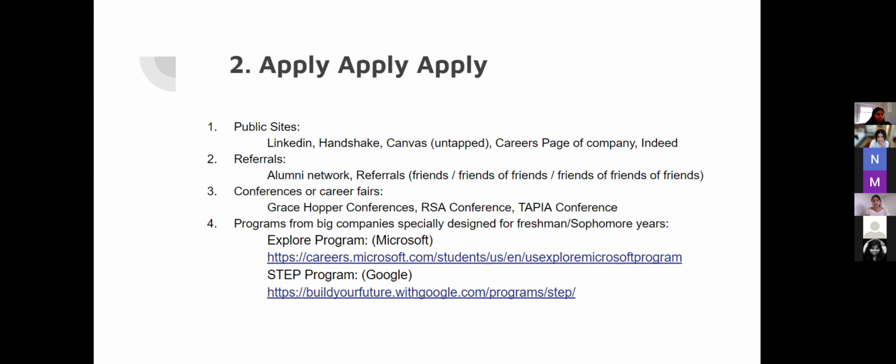Then the other way is referrals. So USF also has a good alumni network on LinkedIn, which you can join, and just write in something like alumni at say Google, then it will give you the list of people who have graduated from USF and are currently working at Google. So that way you can send them a connect request and say that I'm interested in interning. Can you refer me?